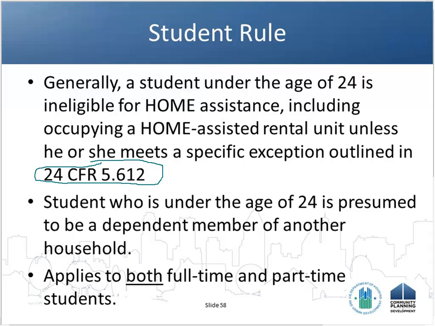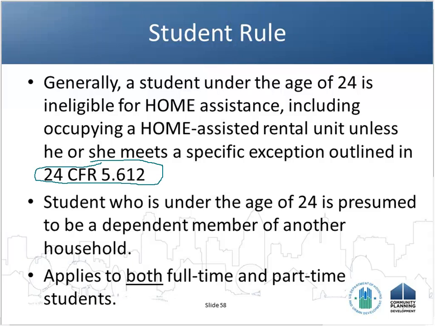Generally, we're going to assume that if we have a student, either full-time or part-time, who is under the age of 24, they are actually part of another household and would generally be considered ineligible for home assistance. We'll talk through how this works and all the exceptions related to that.